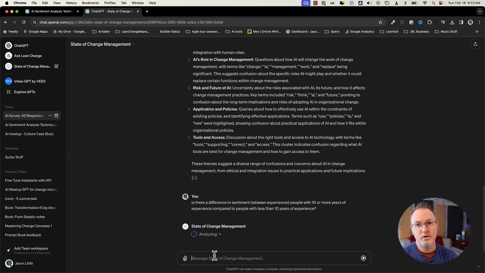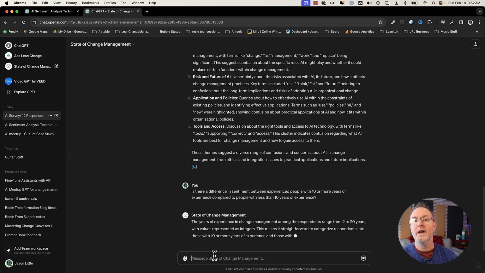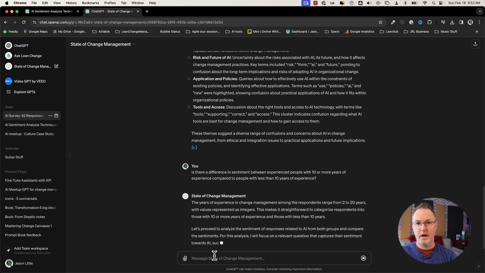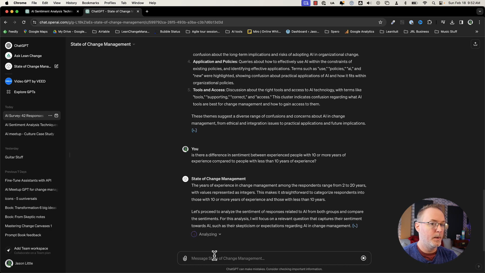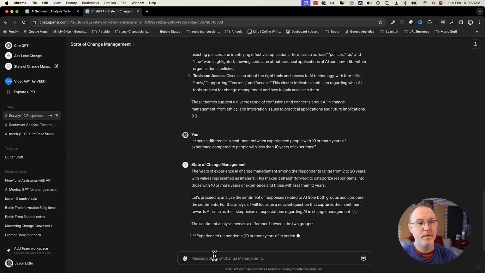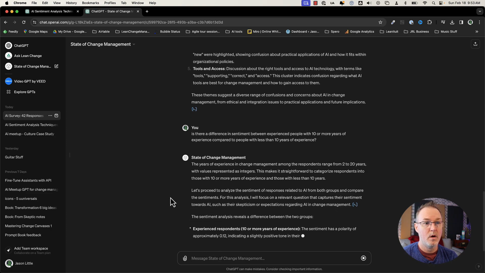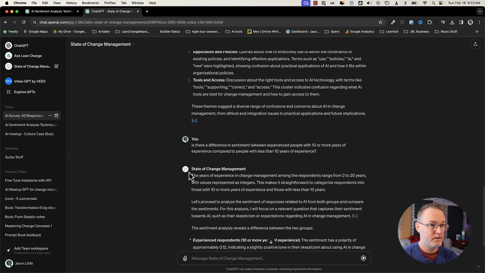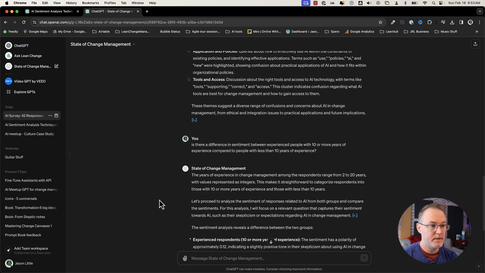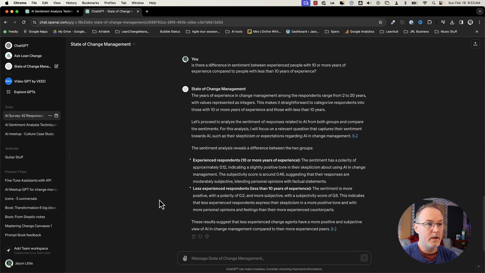And when I asked this question on the survey, it wasn't a range. It was basically just use a slider from 0 to 20. And then assuming if it's 20, then obviously it would be 20 or more years. So now it's using something called train of thought response, and it's telling me what it's going to do. It says the years of experience in change management among the respondents range from 2 to 20 years. So it makes it straightforward to categorize these answers. So now it is giving me the answers.